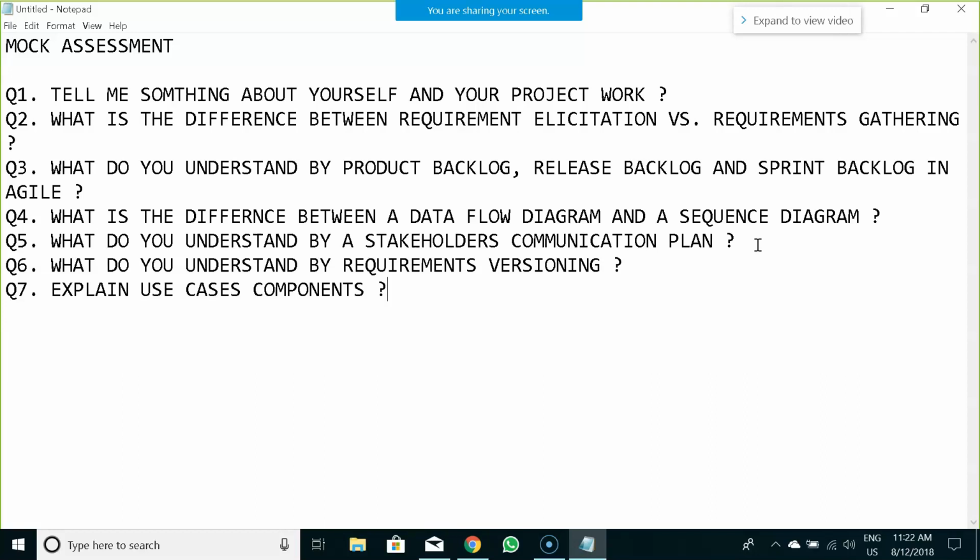Okay, and what about the system? What is the other one? If we would like to write a use case in a textual format: the use case name, the use case description, the basic flow, the alternate flow, the precondition, exception, and postcondition.